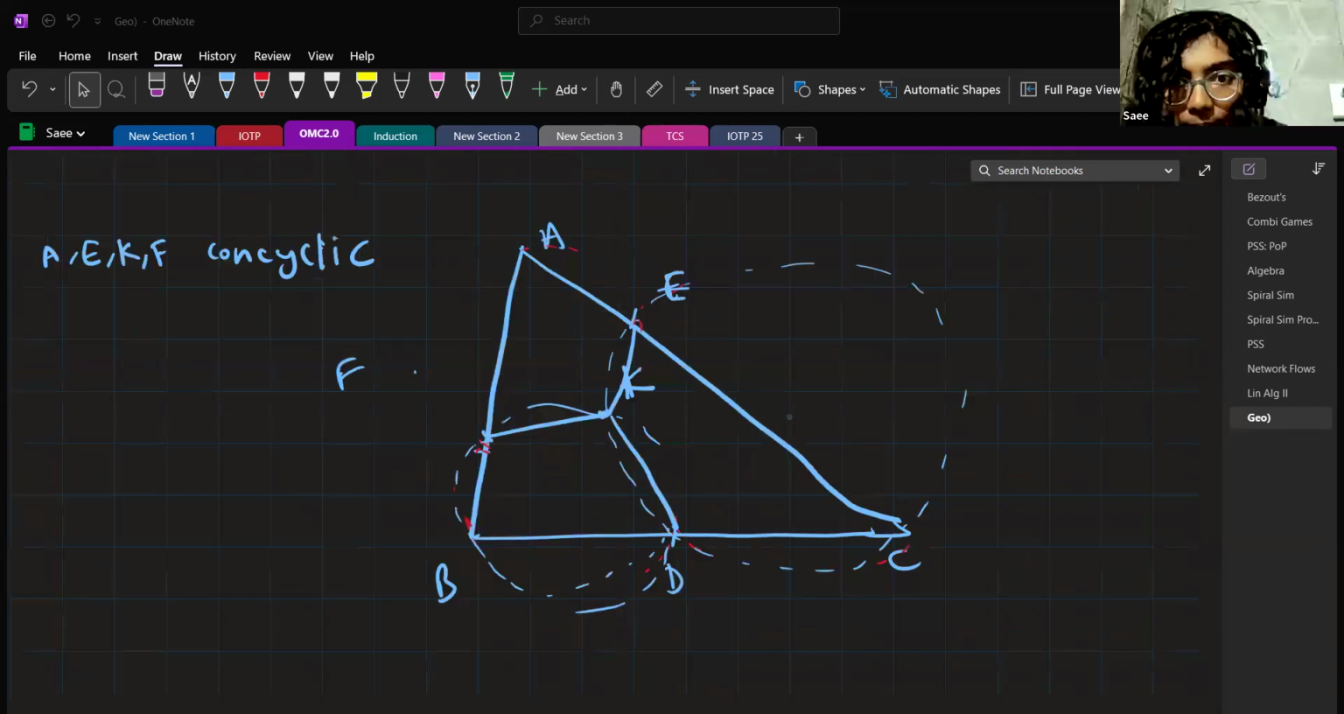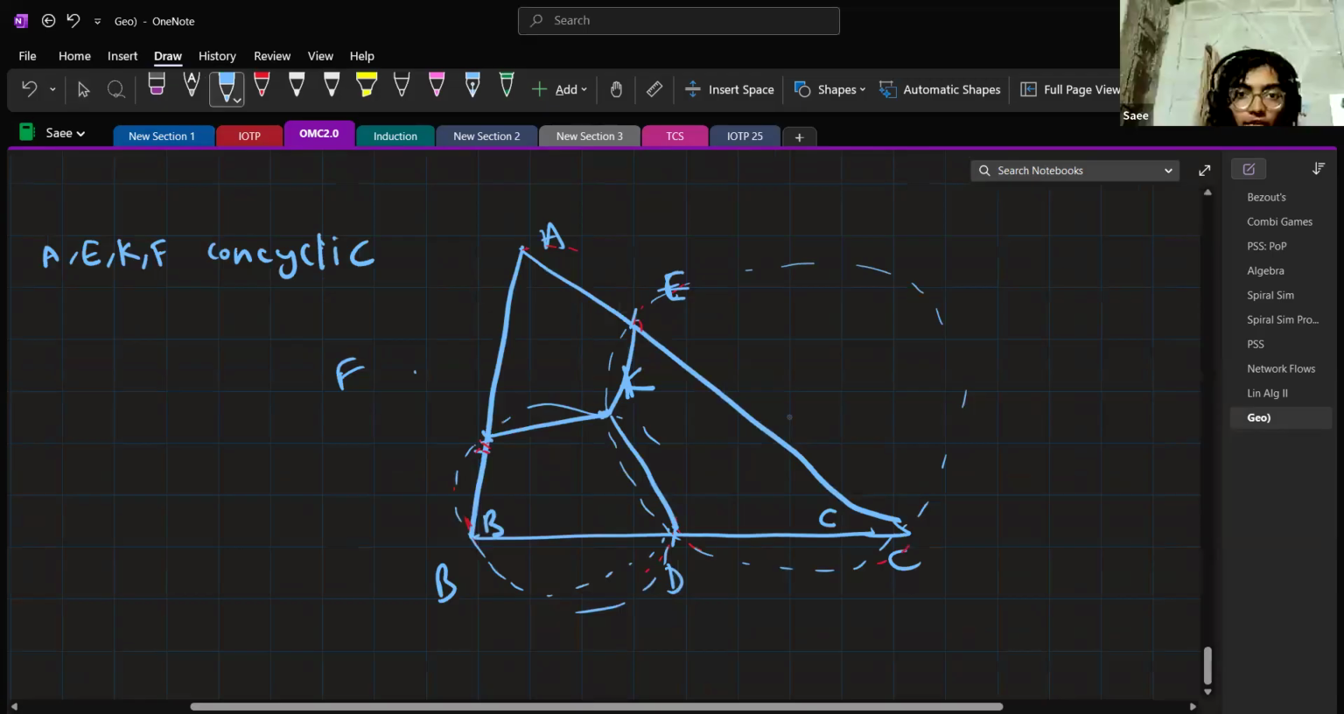All right. So how do we show that AEFK are concyclic? We know this is angle B, this is C, this is A.